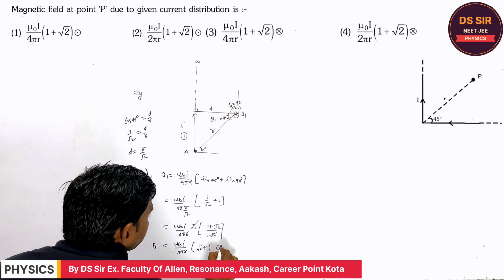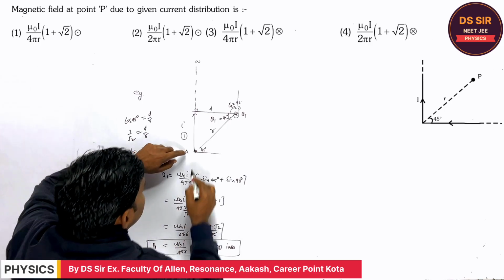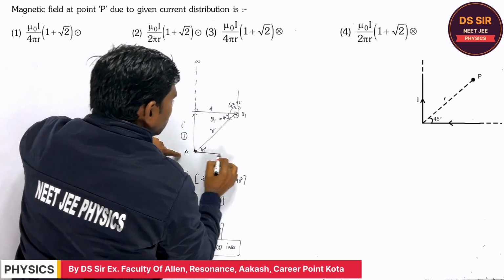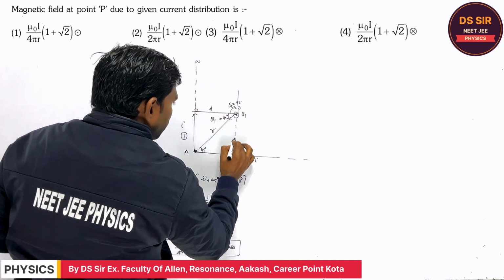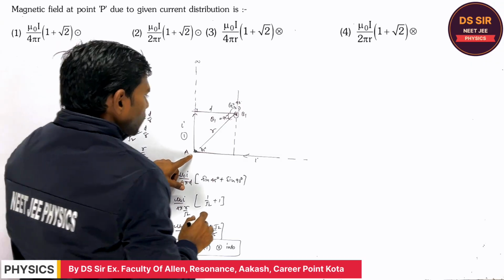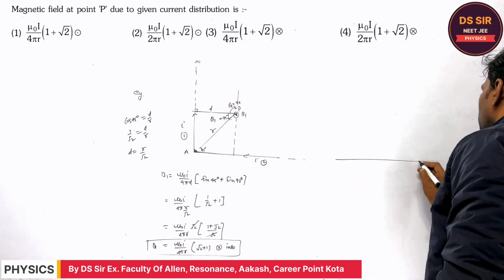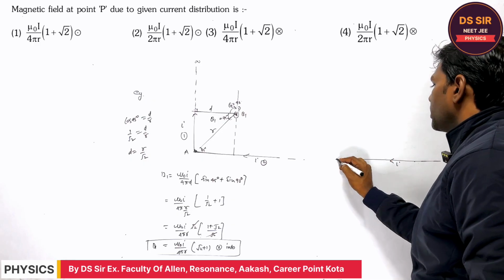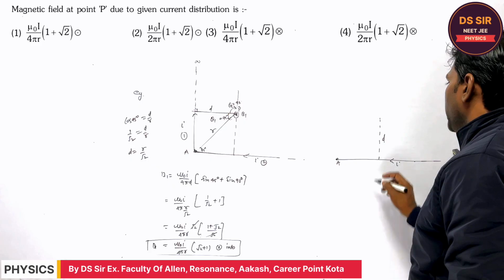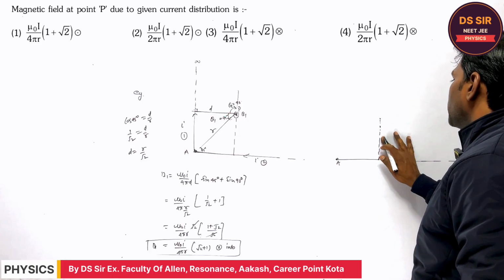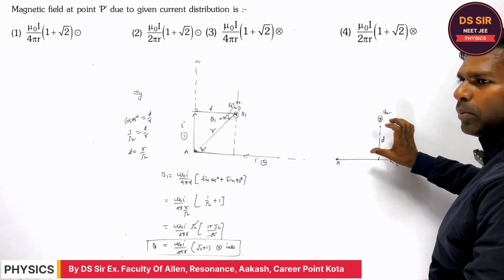This is the B1 into the board. Is it clear or not? Yes. So this is due to the first portion. Now I consider this is the second portion, and this is the current, this is the distance d, this is the A. You have to find the magnetic field at this point. It is into the board.